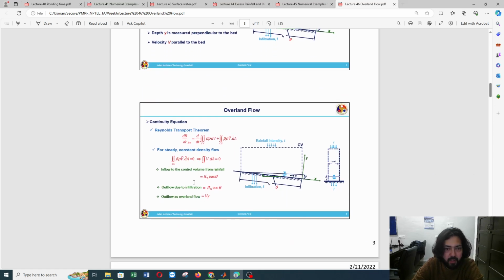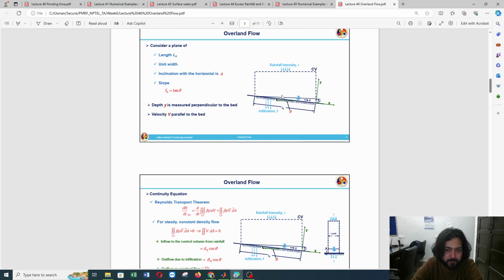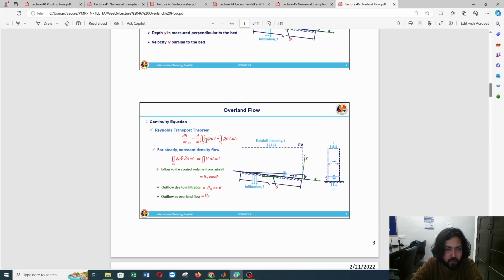Now what are they going to do? Now we are going to apply continuity. We are going to use the Reynolds transport theorem and apply it to the scenario here. We know the equation of the Reynolds transport theorem and we are going to apply the continuity equation. Whenever we apply the continuity equation, the left hand side of the term becomes 0, and also this is the case for steady constant density flow. So the first term becomes 0, and only beta times rho v dA equals 0 is left.